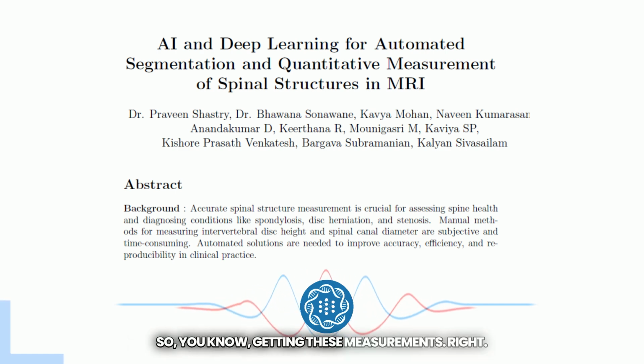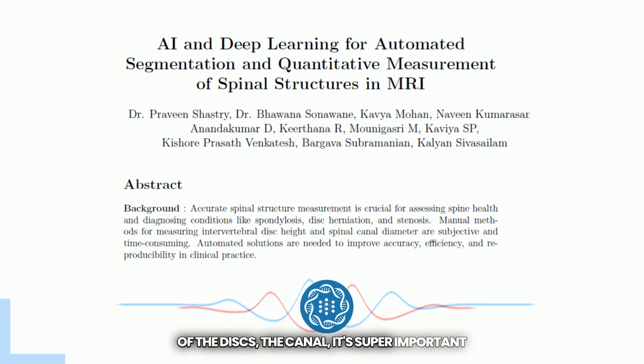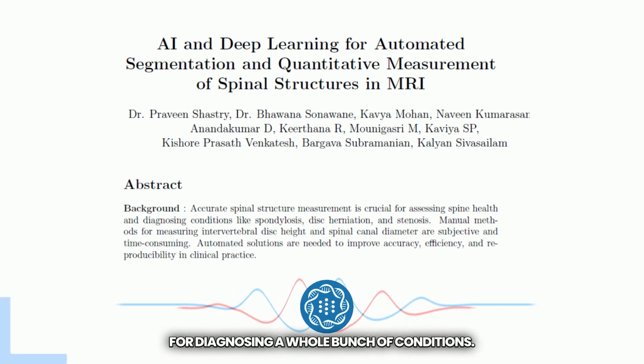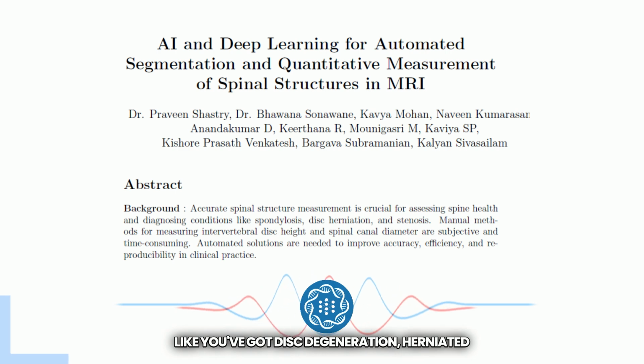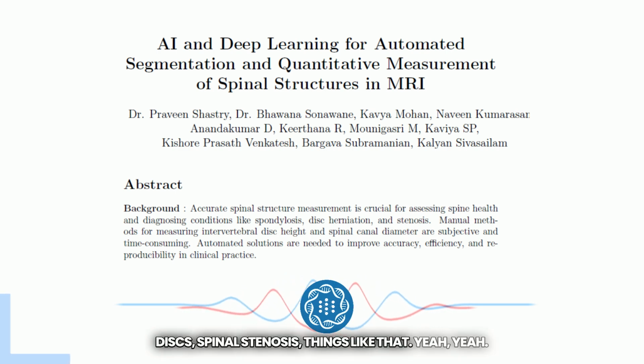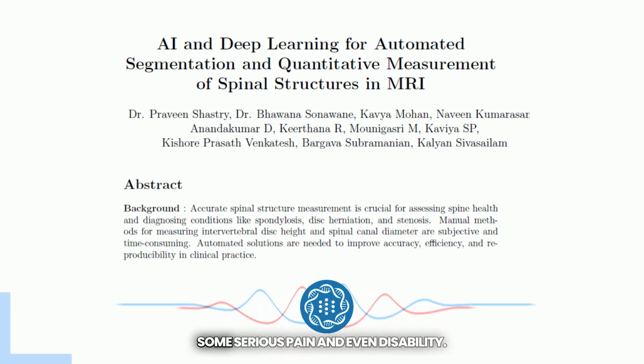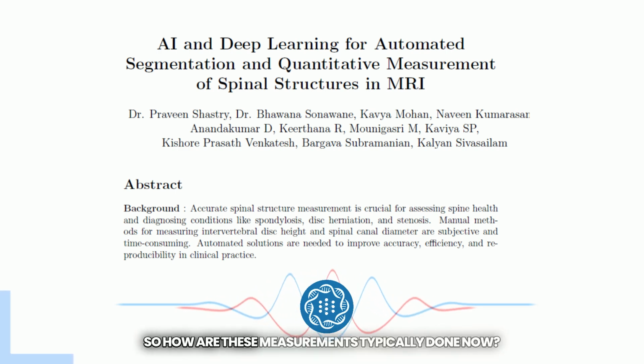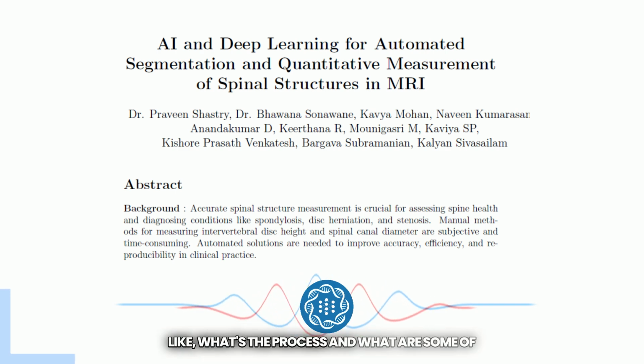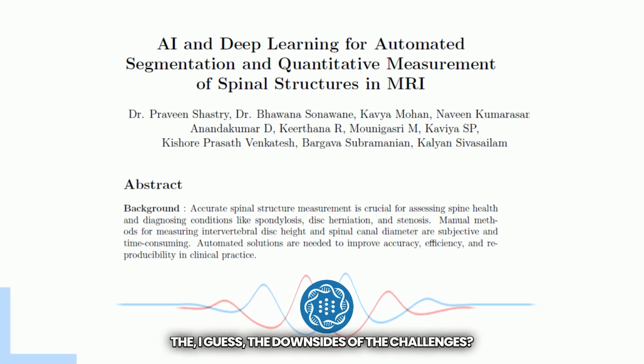Makes sense. So getting these measurements right, of the discs, the canal, it's super important for diagnosing a whole bunch of conditions. Like disc degeneration, herniated discs, spinal stenosis, things like that. Yeah, those are no joke. I mean, they can really cause some serious pain and even disability. So how are these measurements typically done now? What's the process and what are some of the downsides or challenges?